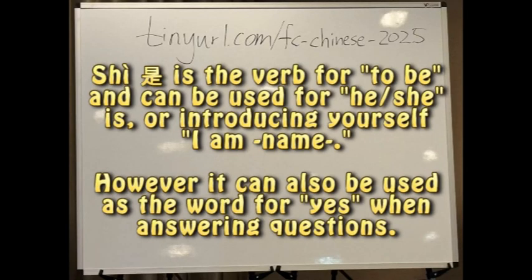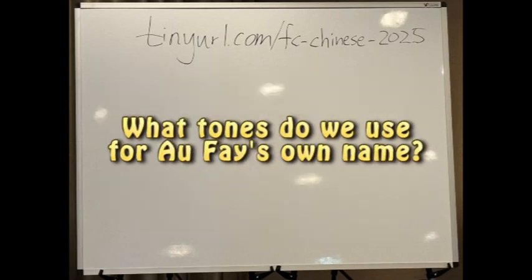Also 他 would be like he or she, and 他是 plus a descriptor would be like he is or she is something. That's also the same thing you would use to say your name, like 我是敖飞. You would also say that, similar to English, I guess. I am. Yeah. What tones should we use for your name?